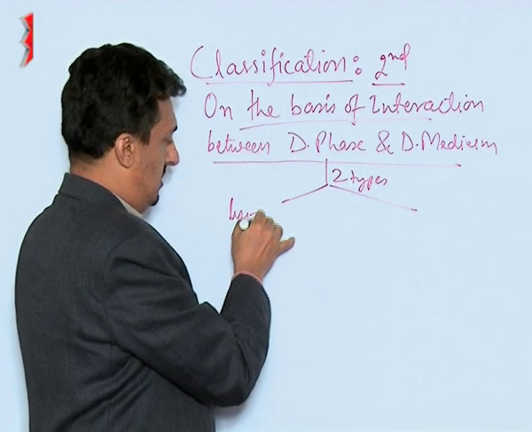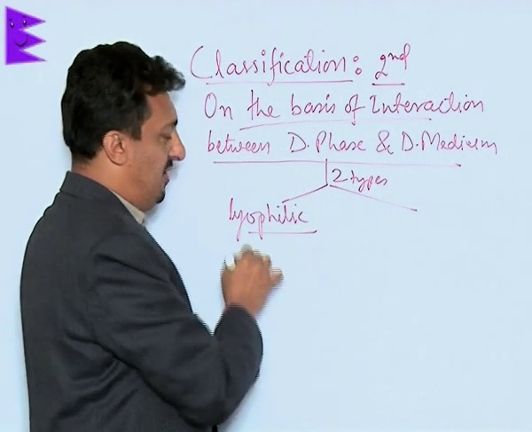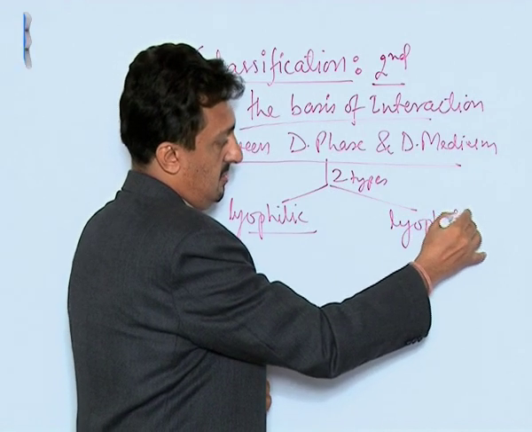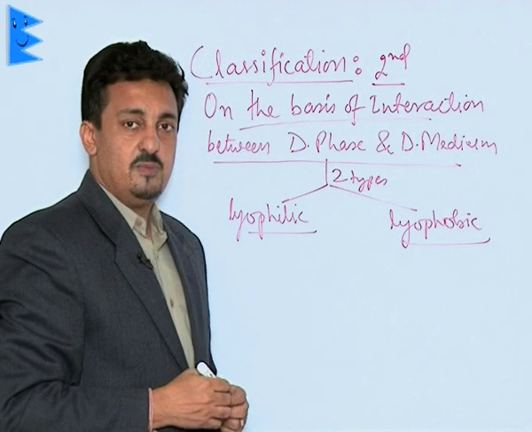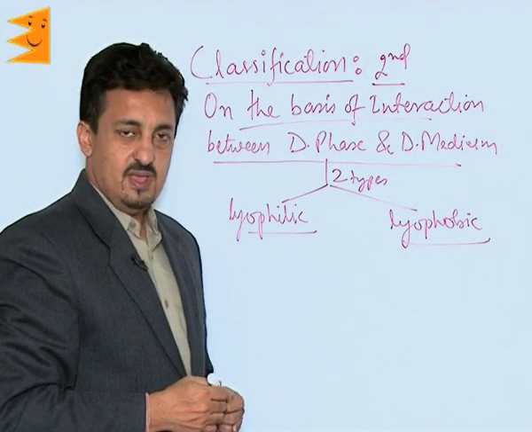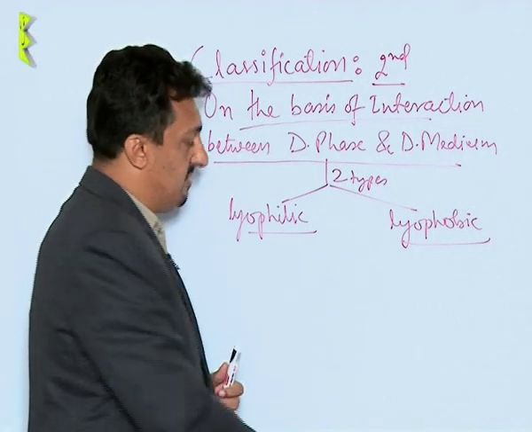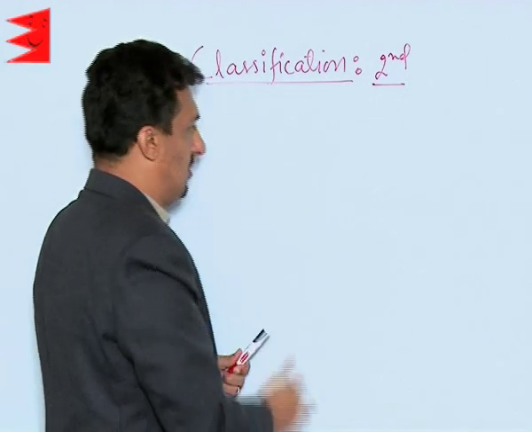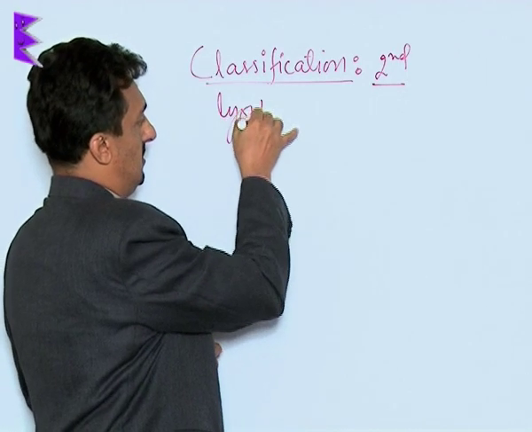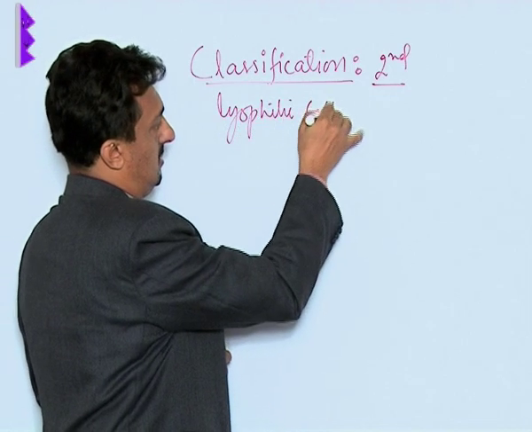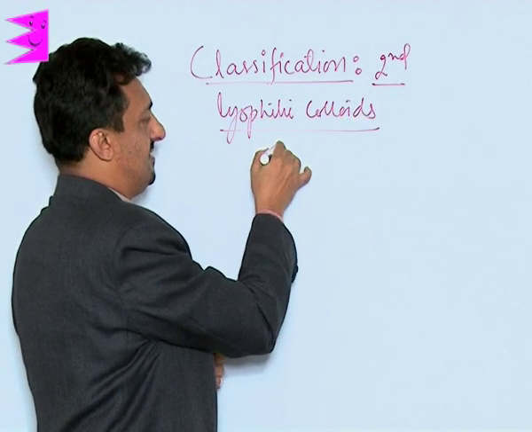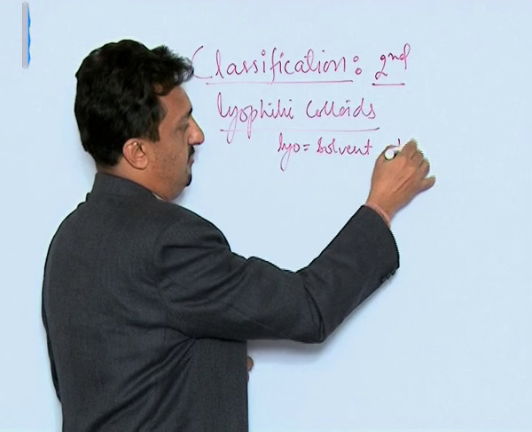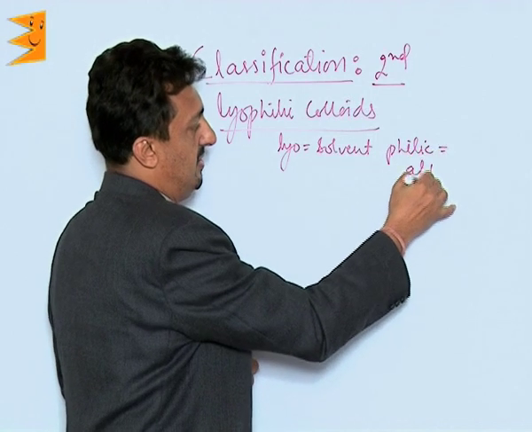One is called lyophilic colloids, and the second category is lyophobic colloids. Let us take these one by one. Now, lyophilic colloids, as the name suggests, lyo means solvent and philic means affinity.